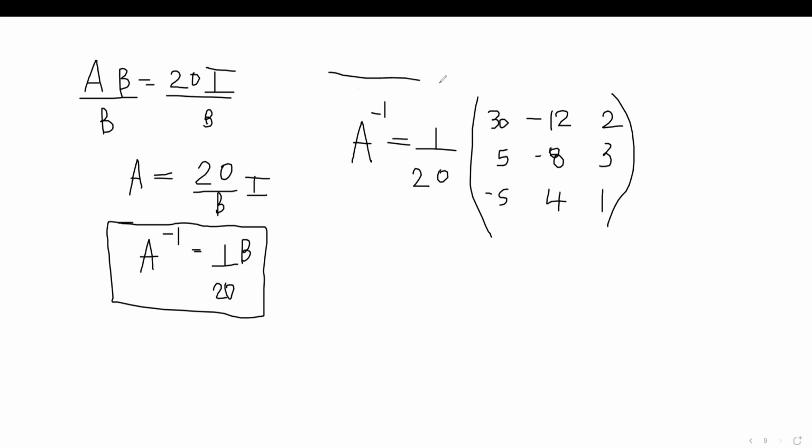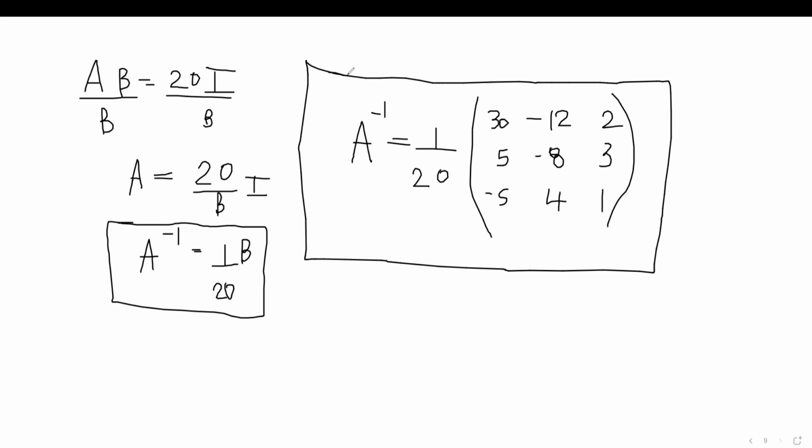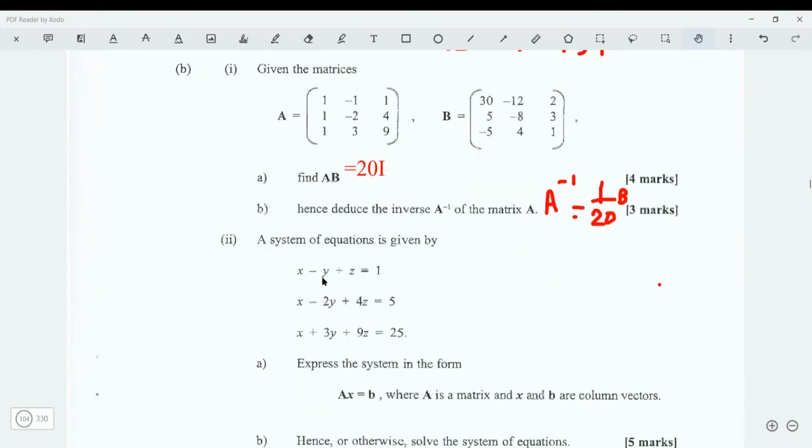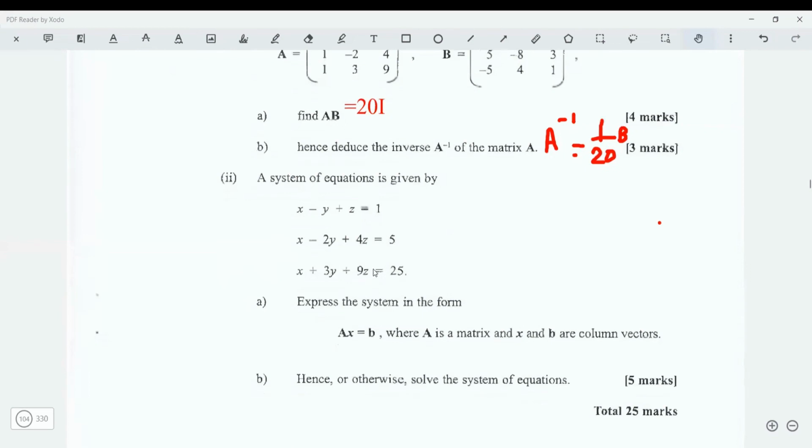So this is A inverse now. All right, we'll leave it at this for A inverse. Nice. Now the last part: a system of equations is given by x minus y plus z, x minus 2y plus 4z, and x plus 3y plus 9z.